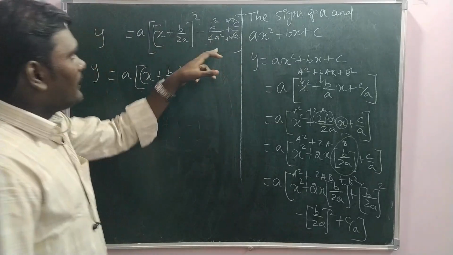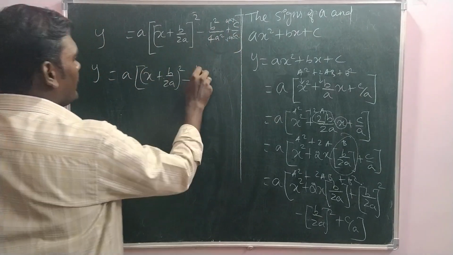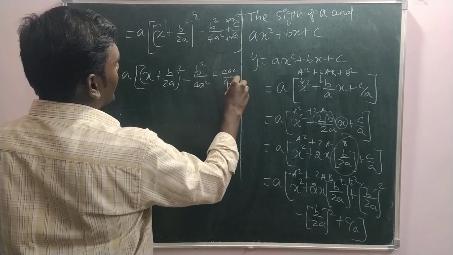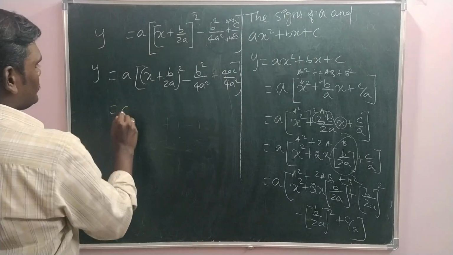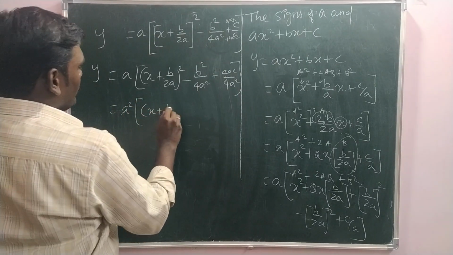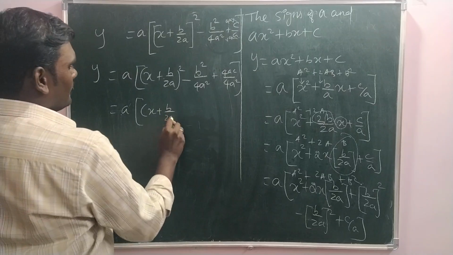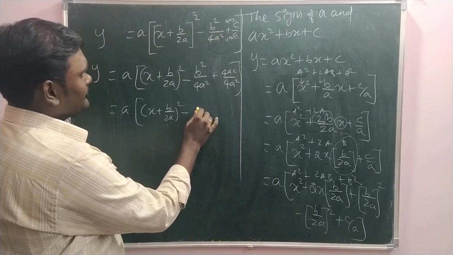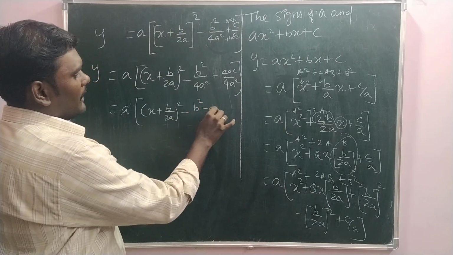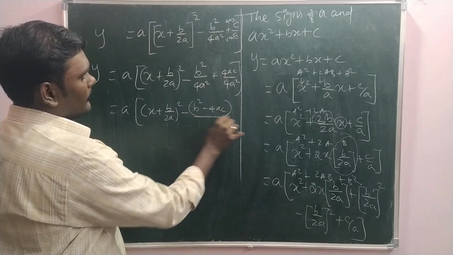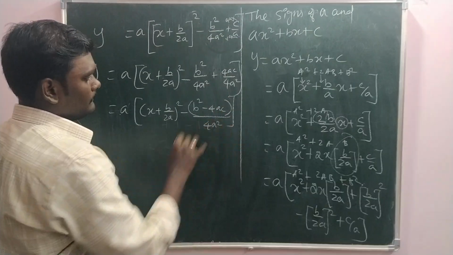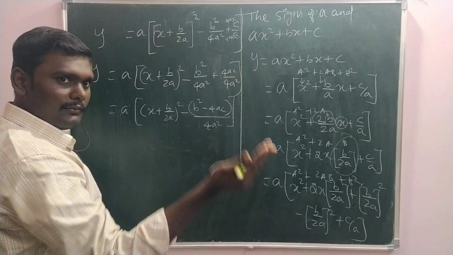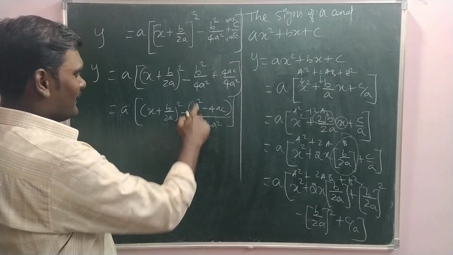Okay, and then here we'll take LCM. Then we'll have minus b square by 4a square plus 4ac by 4a square. Then a into x plus b by 2a whole square minus, you just take it out as common. Then remaining we have b square minus 4ac by 4a square. Alright, I am taking minus as common from this. This is actually minus b square plus 4ac. When you take minus as common, it will become b square minus 4ac. Seen this guy anywhere?